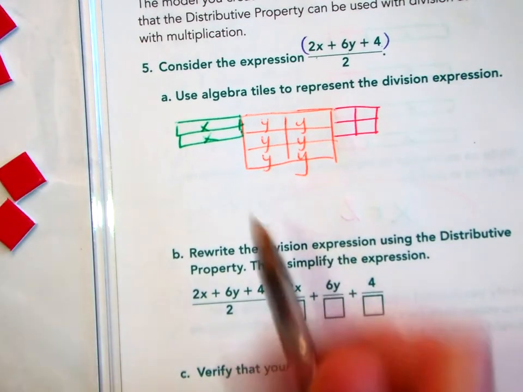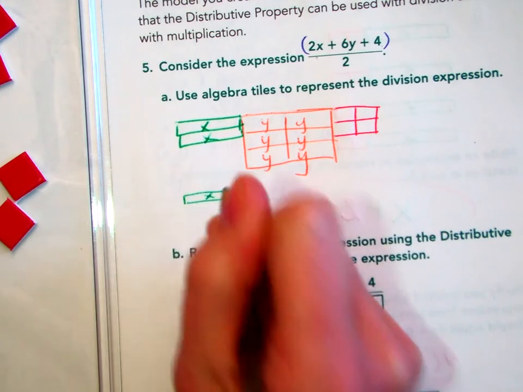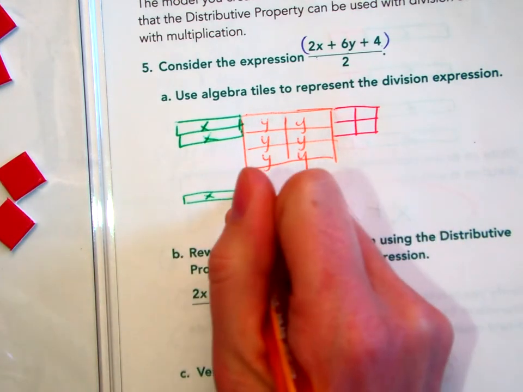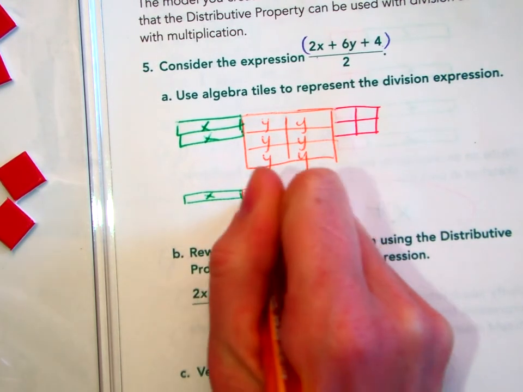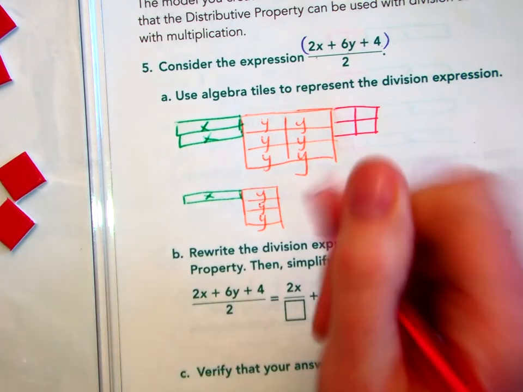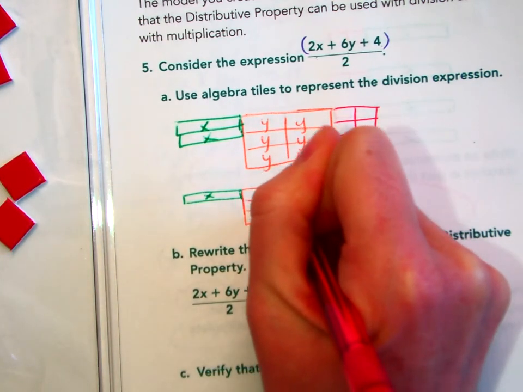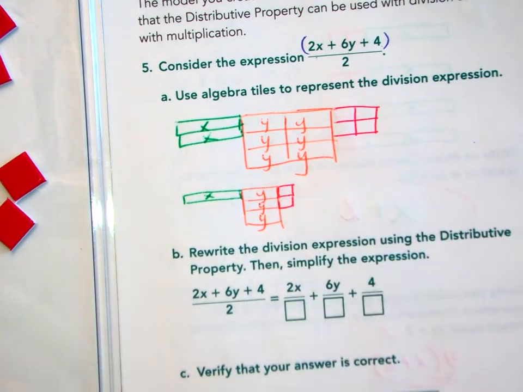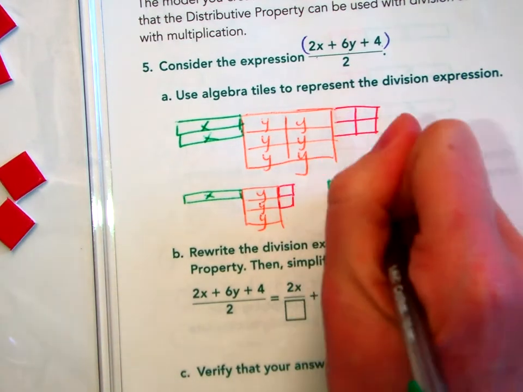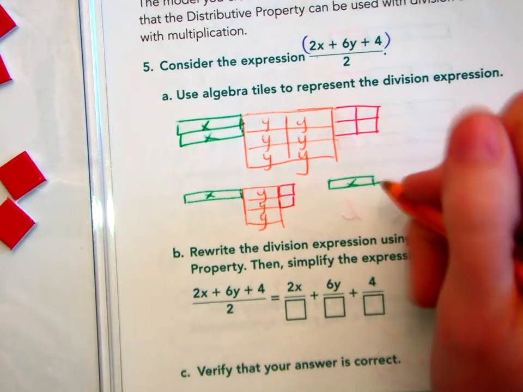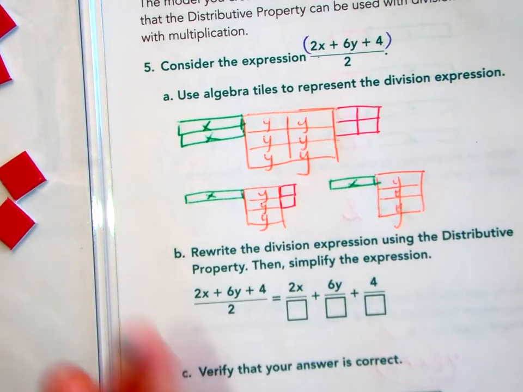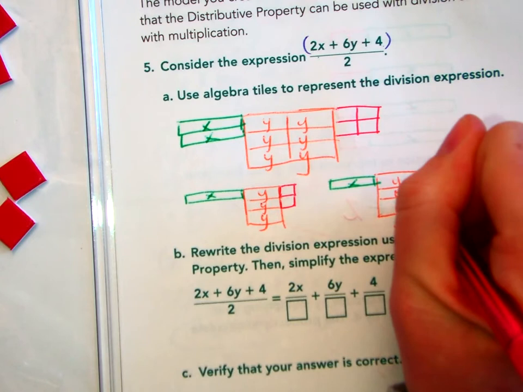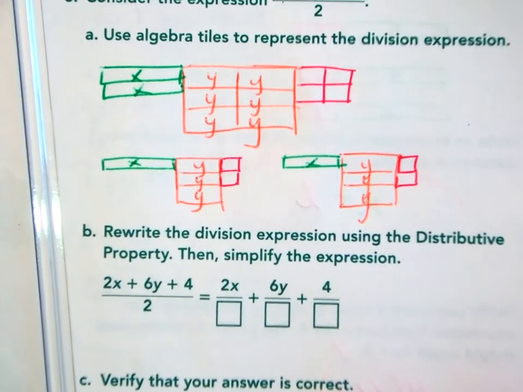So that would mean that we would have an x, we would have 2 y's, 3 y's, and we would have 2 constants. And we would have this twice. So I'd do it again, because altogether it would end up being the original expression. Alright, so there's my diagram. Let's see how this works out mathematically.